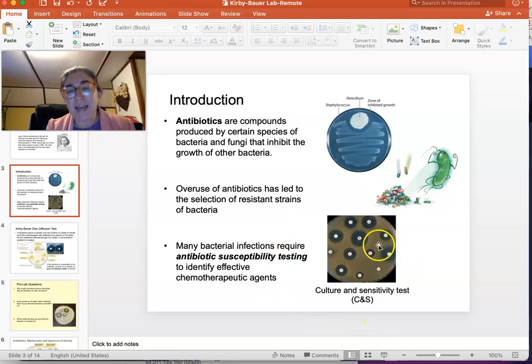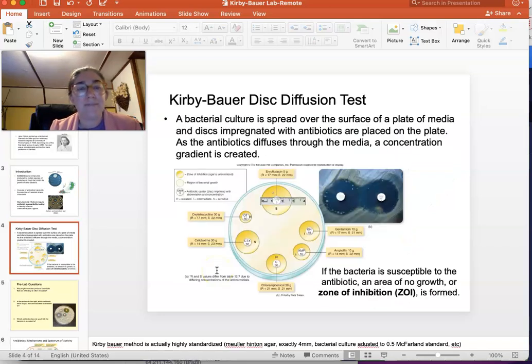And so this is a Kirby Bauer testing technique. When it's ordered in a clinical setting, it's often called a culture and sensitivity test. So they swab your bacteria, the pathogen that's causing your disease, all over the surface of the plate, and then they dot the plate with these antibiotic-soaked discs and look for these zones of inhibition. So when we do this test, technically it's called the Kirby Bauer disc diffusion test, though again, in a clinical setting, you usually call it culture and sensitivity test.